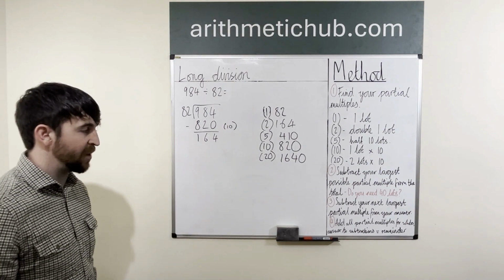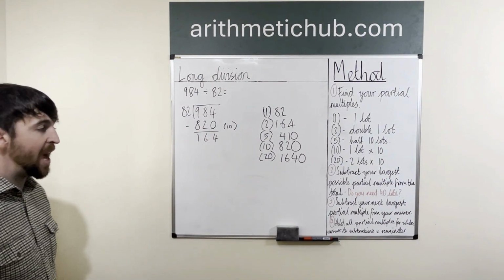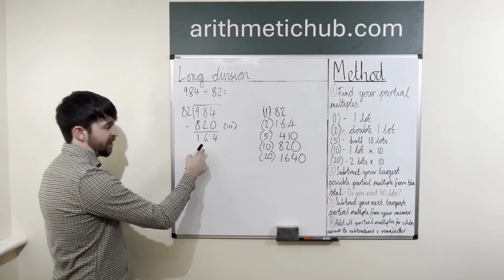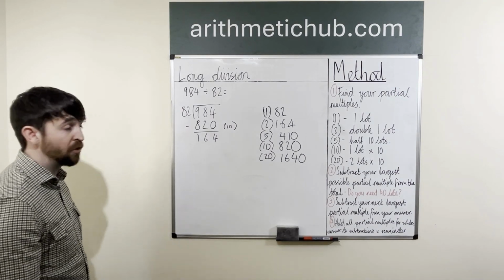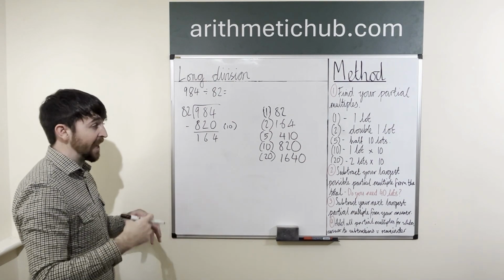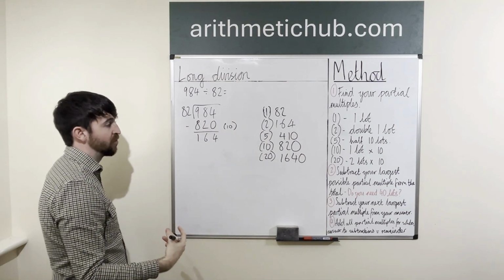Go back to my method section. I've done part 2. Part 3 says, subtract your next largest partial multiple from your answer. So my answer is now 164. Now what I need to do is find the largest partial multiple that I can subtract from 164 to keep taking these chunks off. But I can see here that 2 lots were 164.